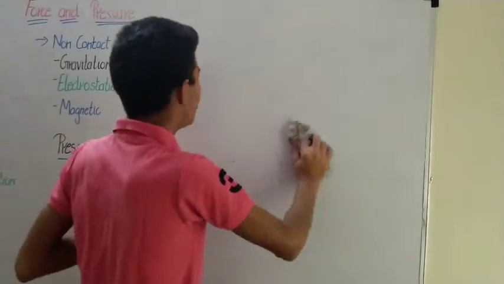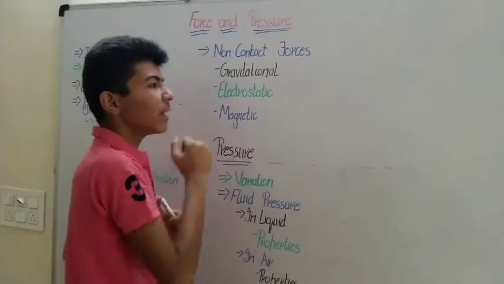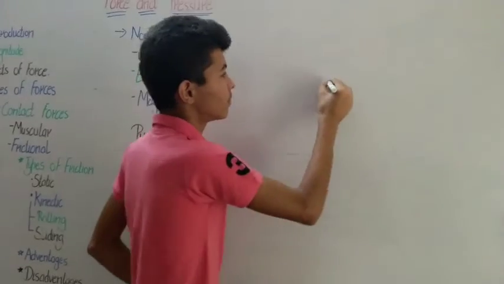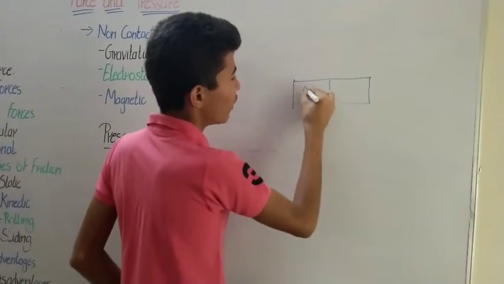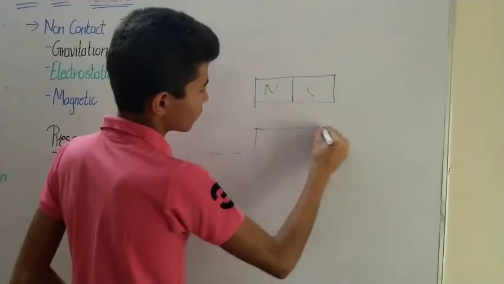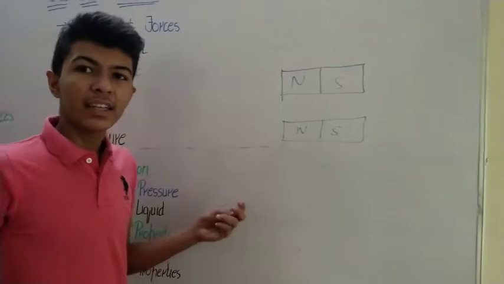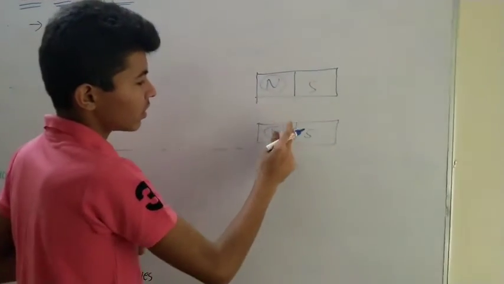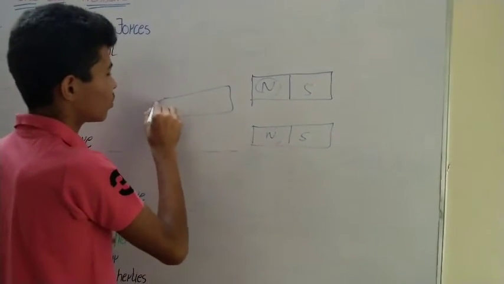So I have told you the same concept, that is, the electrostatic forces and magnetic forces, but how can we prove that? You have to take three magnets. Let's take this one as north, and this one as north, and you don't know the magnet which is coming to you.